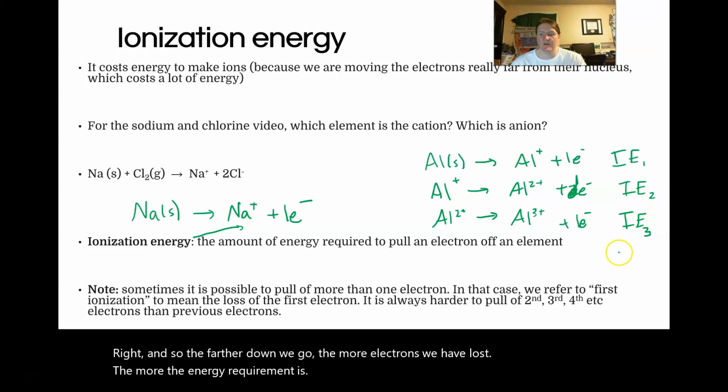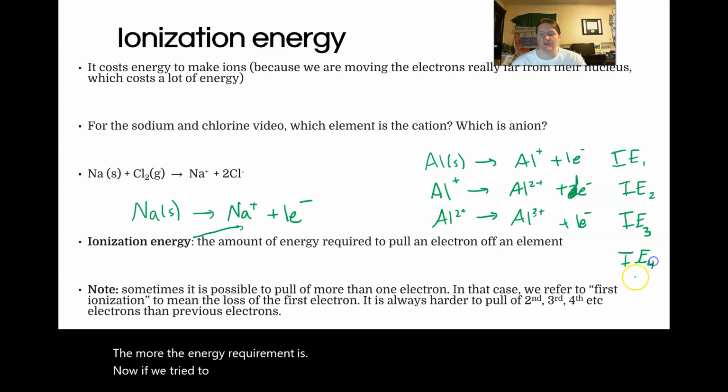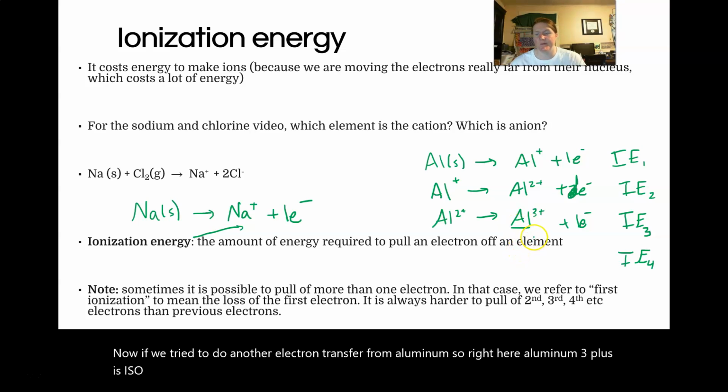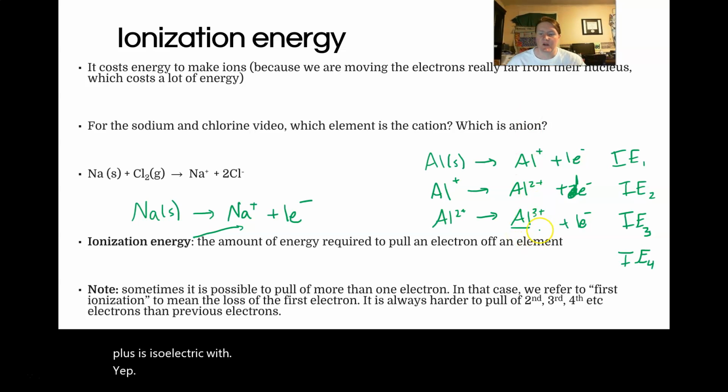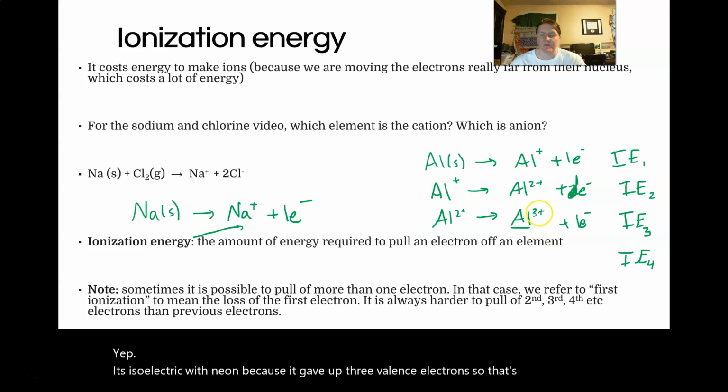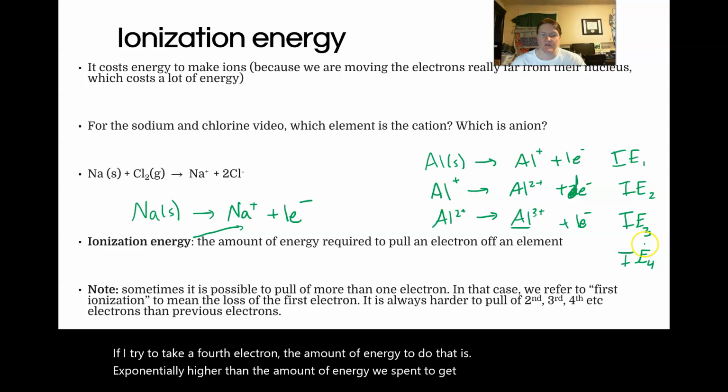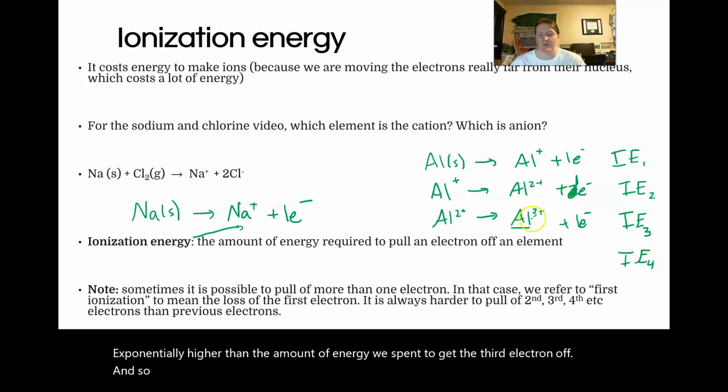Now, if we tried to do another electron transfer from aluminum, so right here, aluminum 3 plus is isoelectronic with neon. Yep. It's isoelectronic with neon because it gave up 3 valence electrons. So that's very, very stable. If I try to take a 4th electron, the amount of energy to do that is exponentially higher than the amount of energy we spent to get the 3rd electron off. Okay, and so it's not that you can't make Al4+, it's that you have to spend so much energy to do it that it's prohibitive.